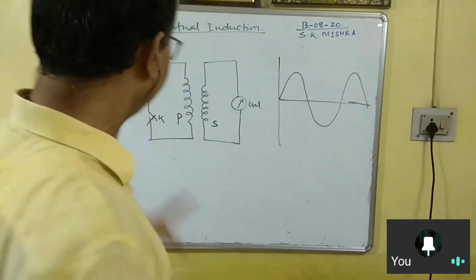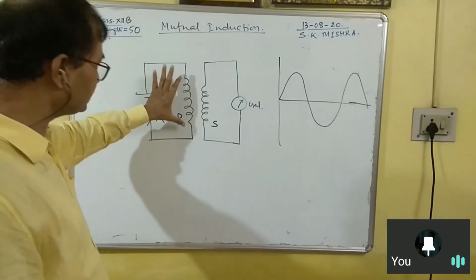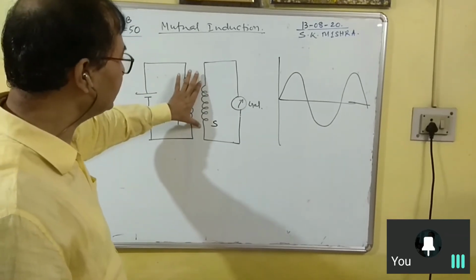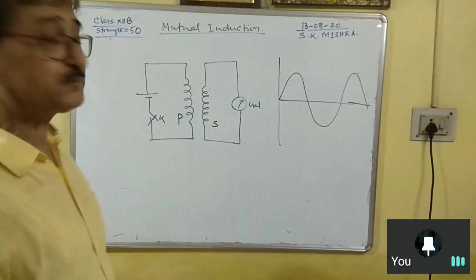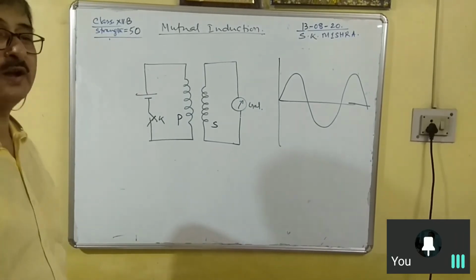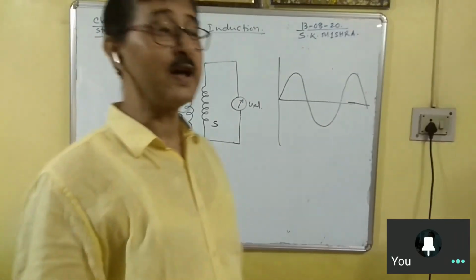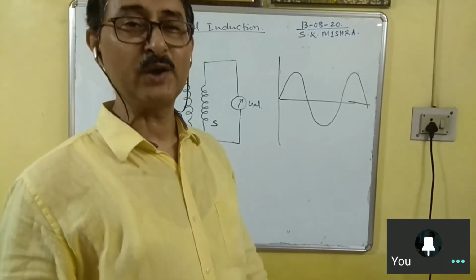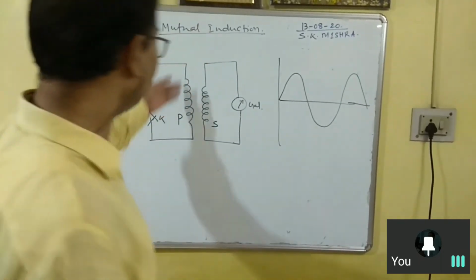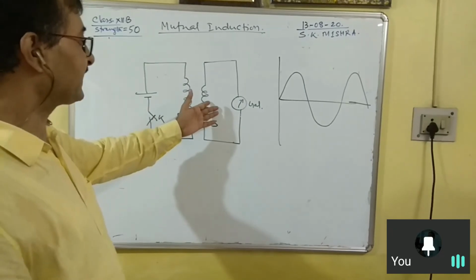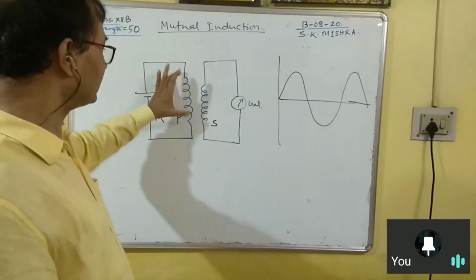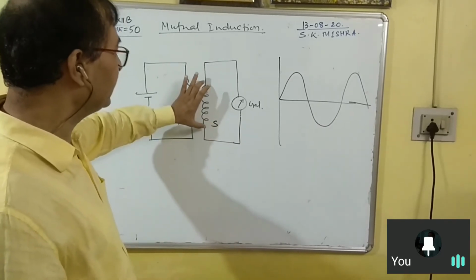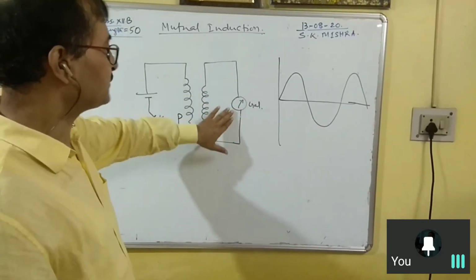Then if you pass a current through first coil, say primary coil, an induced current will develop in the neighboring coil. This phenomena is called mutual induction. Transformer works on this principle only. So we are sending a current through one coil, and another coil, secondary coil, is wound over the primary coil, and due to change in flux in secondary, an induced EMF is produced in secondary coil.